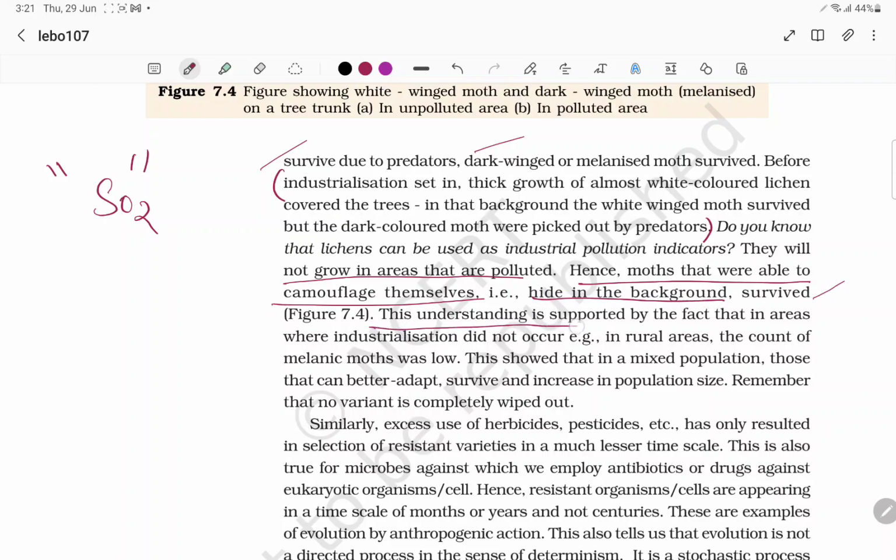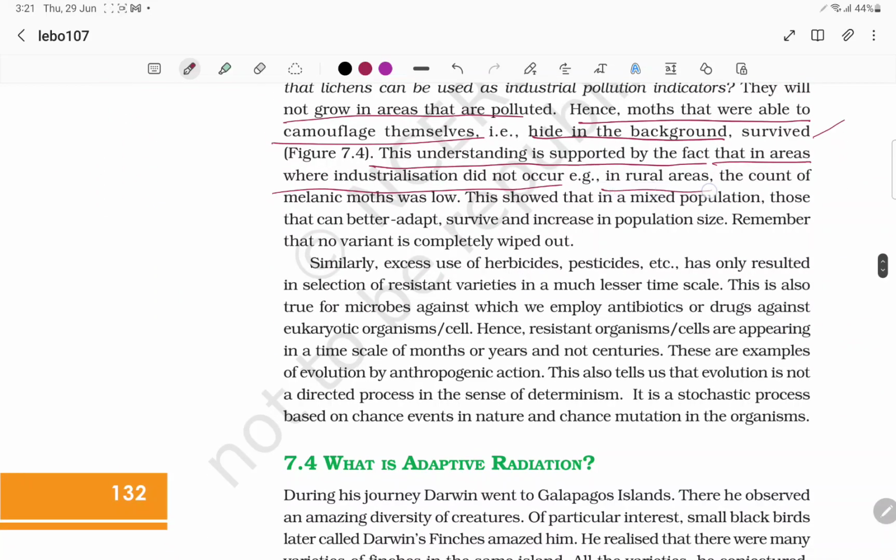This understanding is supported by the fact that in areas where industrialization did not occur, which means rural areas, the count of melanic moths was low. This showed that in a mixed population, they can adapt better, survive, and increase in population size. Remember, no variant is completely wiped out, right?